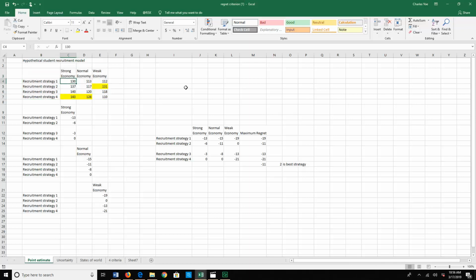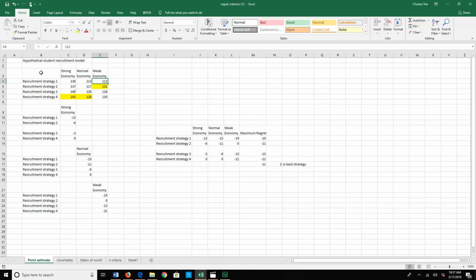If recruitment strategy 1 is implemented and it turns out that the economy is strong, they will attract 130 students a year. If strategy 1 is implemented and there's a normal economy, they'll get 113 students. And if it's a weak economy, they'll get 112 students. And you can see that each recruitment strategy has a different success rate in terms of the number of students.